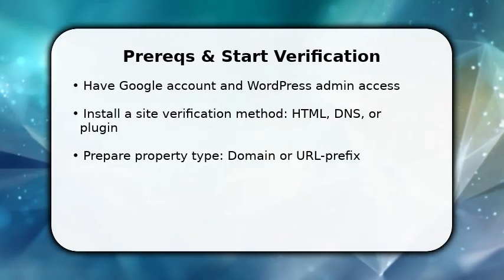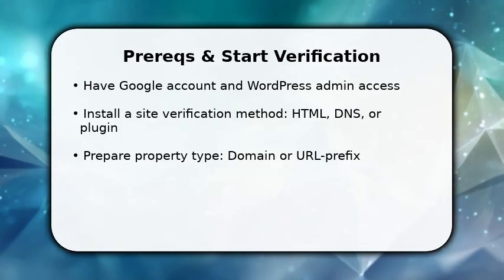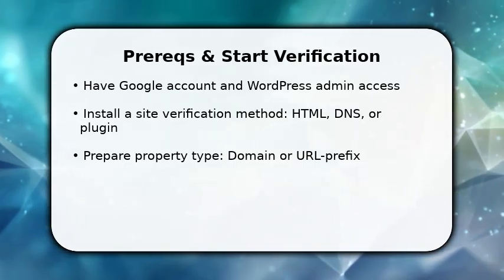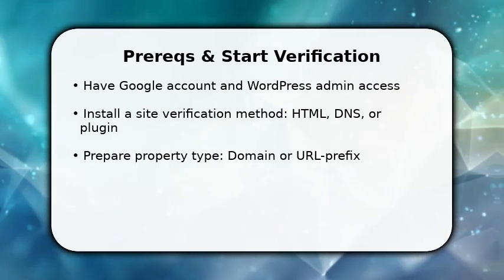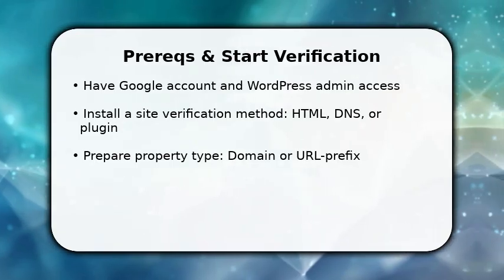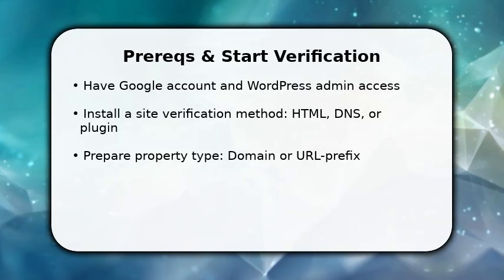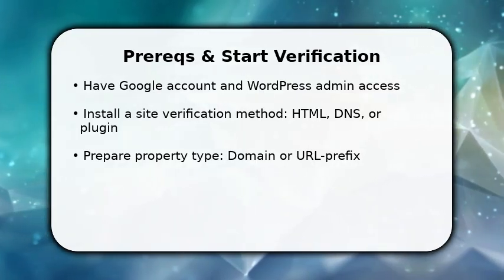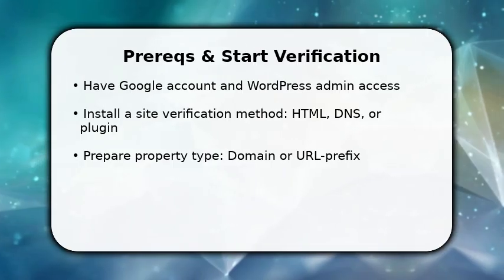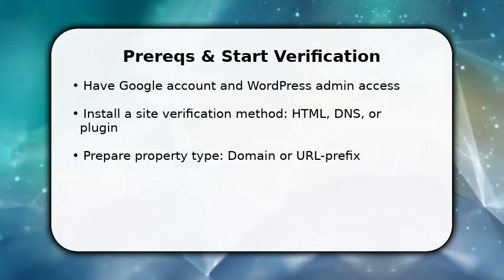You begin by confirming essentials. Sign into your Google account and open your WordPress dashboard. Once done, decide domain versus URL prefix property. Domain covers subdomains and protocols. URL prefix is simpler for one variant. Make sure you can edit DNS records or install a plugin like Yoast/Rank Math.